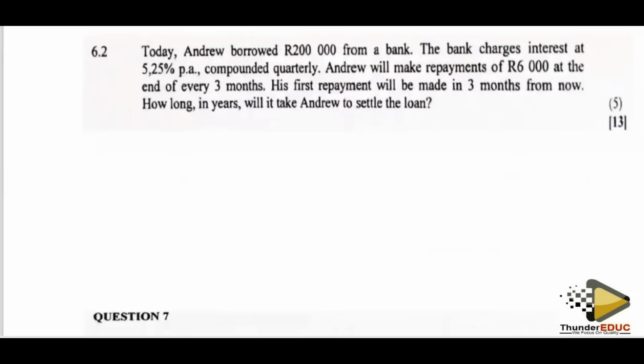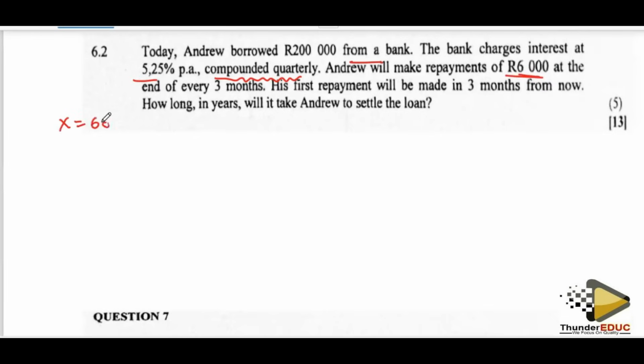Okay, 6.2. They're telling us that today Andrew borrowed 200,000 from a bank. The bank charges interest per annum compounded 4 times. Andrew is going to make payments of 6,000.